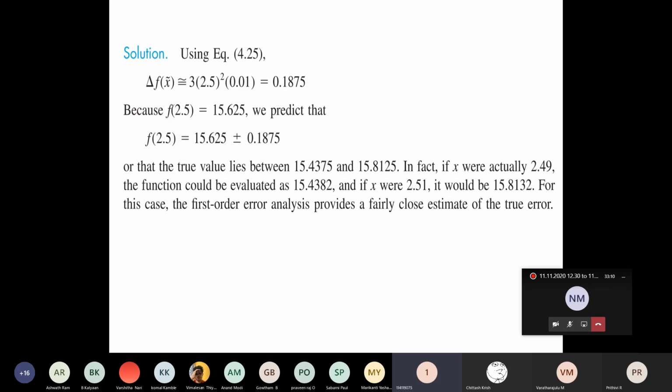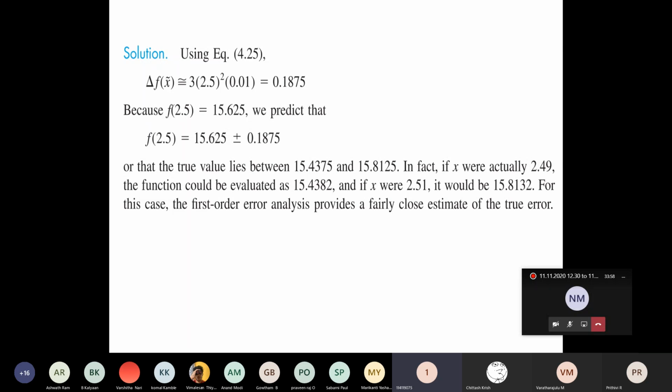Solving it, we get 0.1875. But we know that f of x bar, that is f of 2.5, is 2.5 the whole cube, that is 15.625. Delta f of x bar is f of x minus f of x bar. Now we can find f of x, that is f of 2.5, is equal to 15.625 plus or minus the approximation, that is delta f of x bar, 15.625 plus or minus 0.1875. Simply solving that, we get 15.4375 and 15.8125. That is, the value of the function lies between these two.